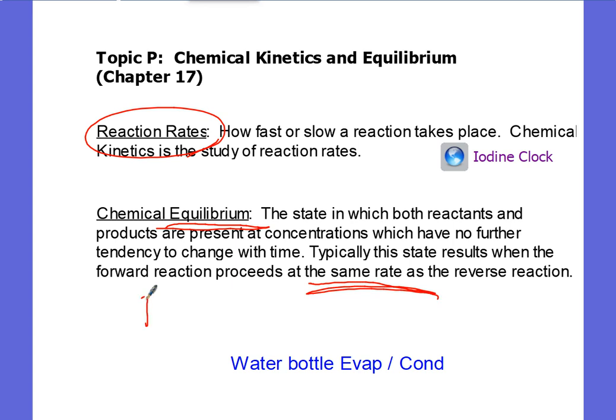So you have reactants and you have products, and typically we just think of the reaction as going to the right, don't we? Reactants make products. But in reality, products can sometimes go backwards and make reactants.